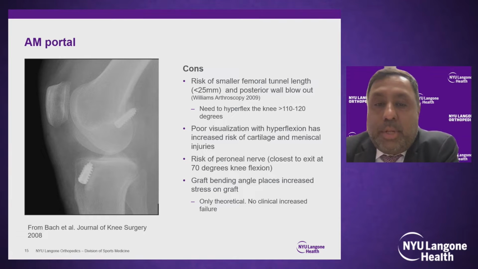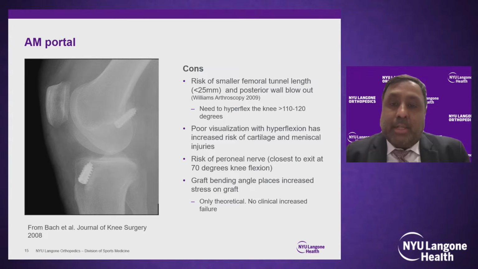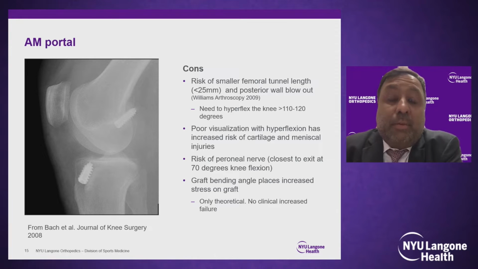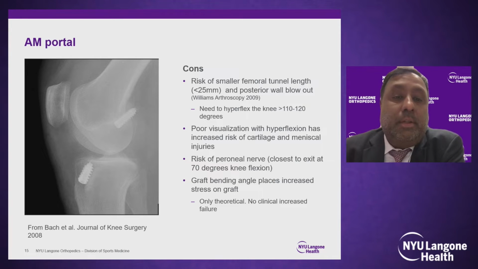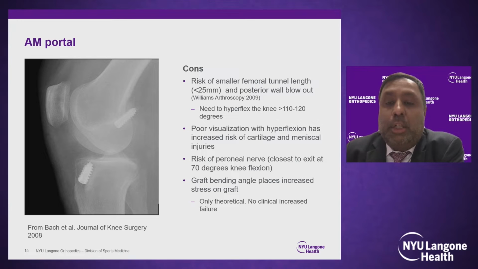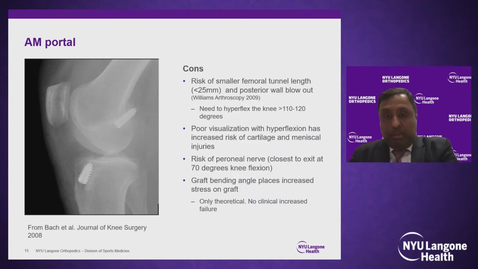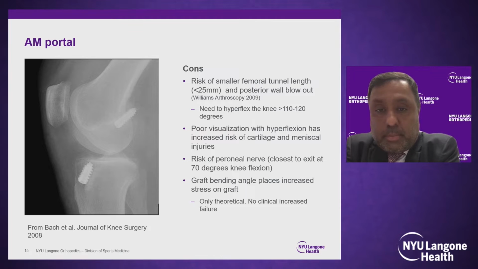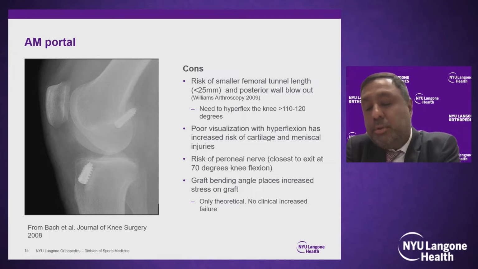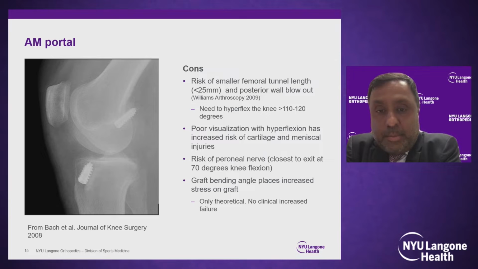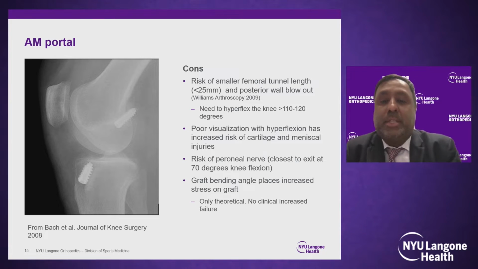Okay. So this technique also has its disadvantages. As I alluded to, there is a significant risk of drilling short femoral tunnels, and there's a risk of posterior wall blowout if you're not careful. You need to hyperflex the knee to 110, 120 degrees. This hyperflexion commonly requires the use of a second assistant. When you do hyperflex, if you don't do a good synovectomy, and I utilize the suction device, you can have poor visualization and then risk injury to the articular cartilage or the meniscus.